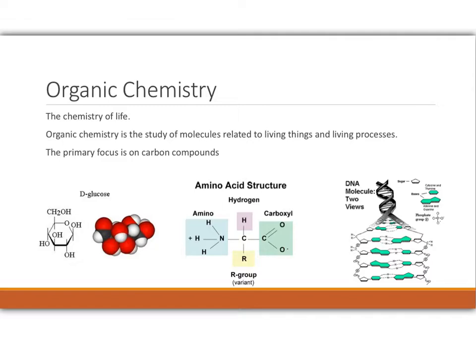But we are going to be focusing, like most of organic chemistry, on carbon compounds. Okay, so these all have carbons in them. The vertices on the edge of the glucose, the vertices on the bases in the DNA. You can see the carbon in the center of the amino acid. So organic chemistry primarily focuses on carbon-based compounds.